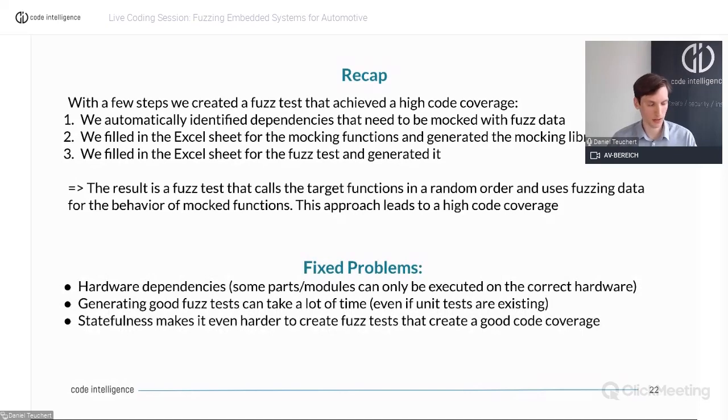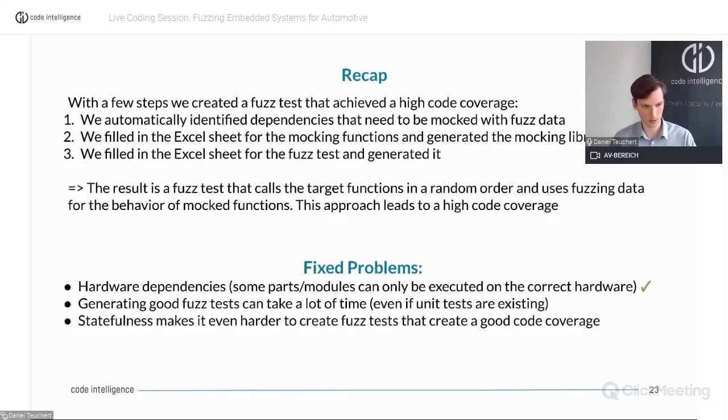So did this fix our problems that I stated before? The first problem was that we could not compile our fuzz test because we needed some implementation for functions that we cannot execute on our test machine. By filling in the Excel sheet for these functions, we could automatically create an implementation that simulates these return values for the external dependencies.